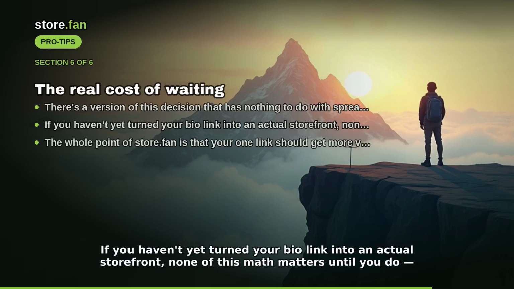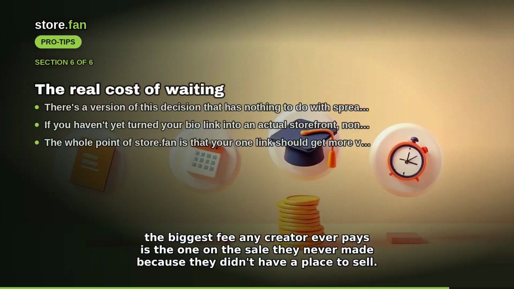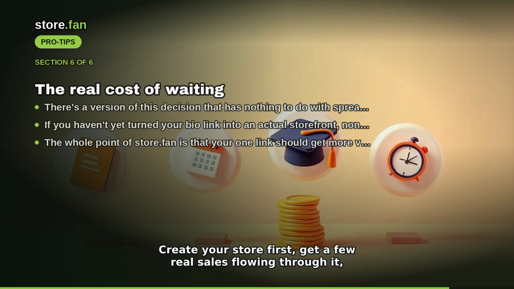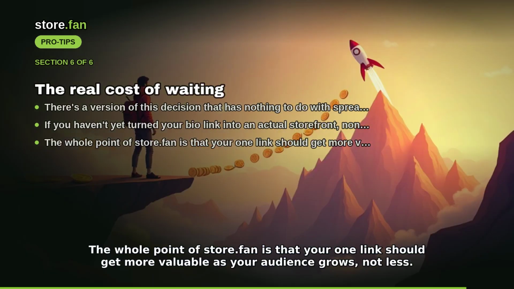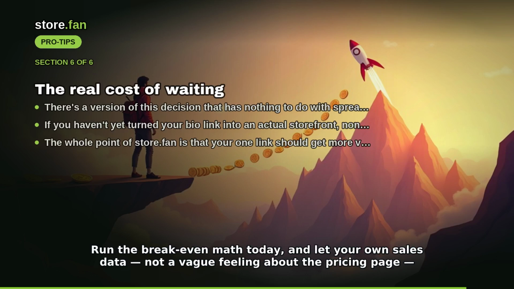If you haven't yet turned your bio link into an actual storefront, none of this math matters until you do. The biggest fee any creator ever pays is the one on the sale they never made because they didn't have a place to sell. Create your store first, get a few real sales flowing through it, and then come back to this calculator with your own numbers instead of a hypothetical. The whole point of store.fan is that your one link should get more valuable as your audience grows, not less. Run the break-even math today and let your own sales data, not a vague feeling about the pricing page, make the call for you.